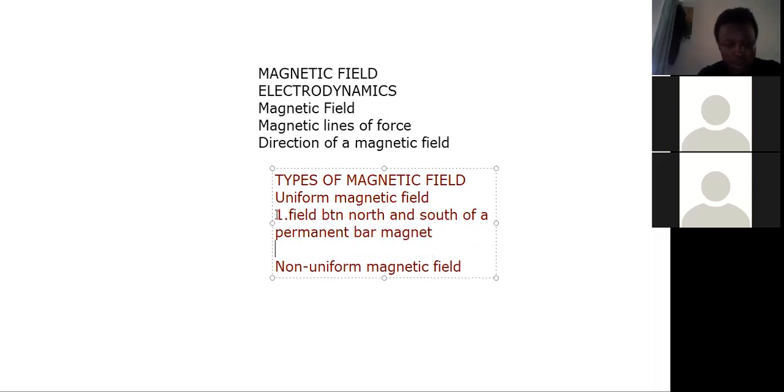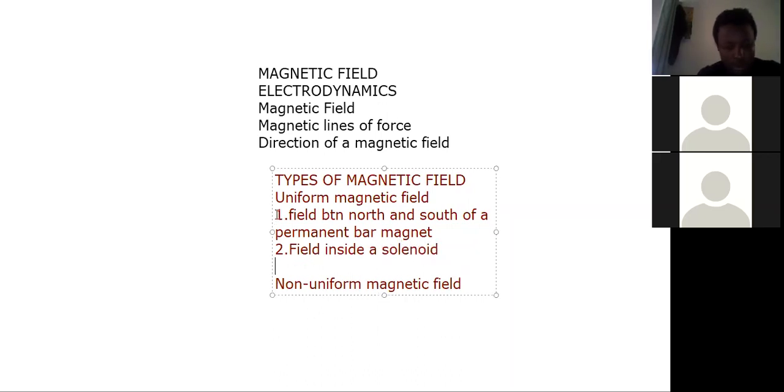We said that, and we also said that the magnetic field inside a solenoid, and the field between a U-shaped magnet.